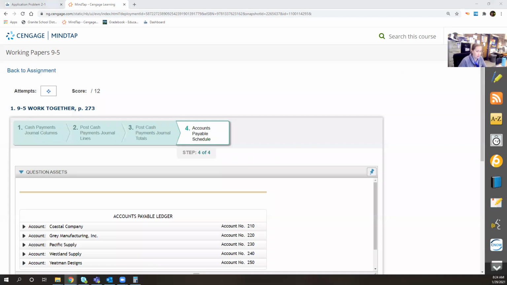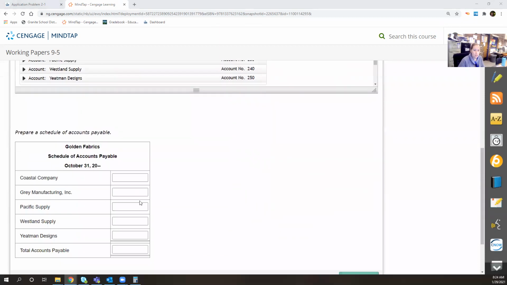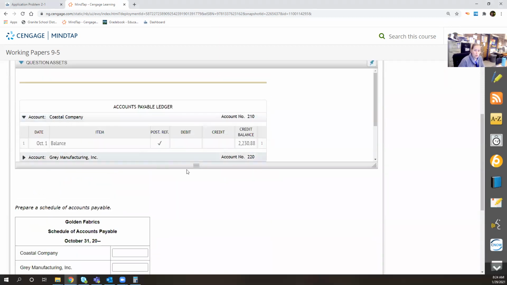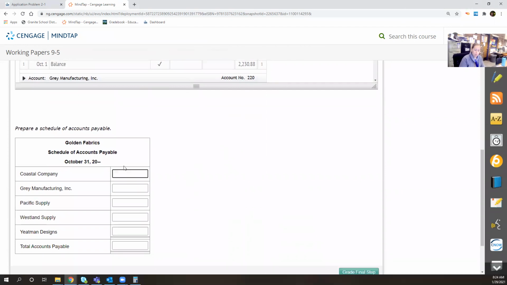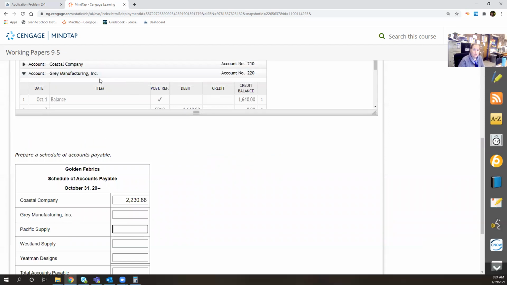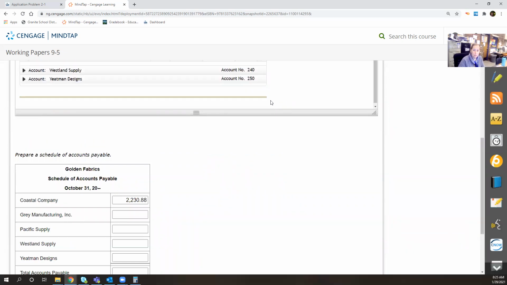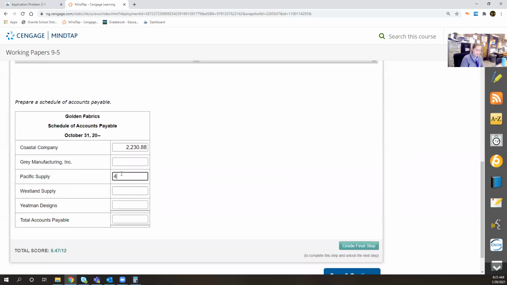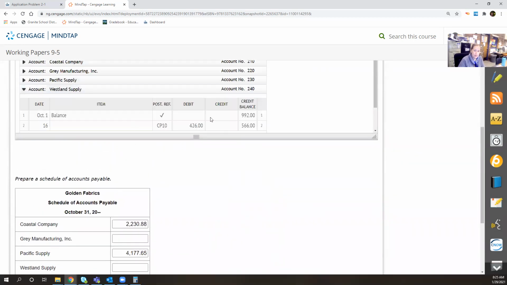Okay, let's go to the last section. This section is really long, I know that. We're going to do an accounts payable schedule, meaning we need to know how much is in our accounts payable. So we go to Coastal and we're just going to put in the amount that we owe. So $2230.88. Okay, go to Grays, and Grays we don't have any, so we're not going to put anything in there. So we're good there. Go to Pacific. How much do we still owe? We still owe $41.7765.